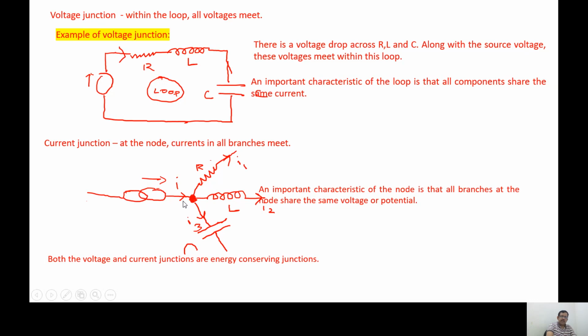Here again, the current is whatever current that is coming into the node, I, which is equal to I1 plus I2 plus I3. That is exactly what is going to be the case here. I will come to that. Okay, so let us first go to the KVL, Kirchhoff's voltage law.